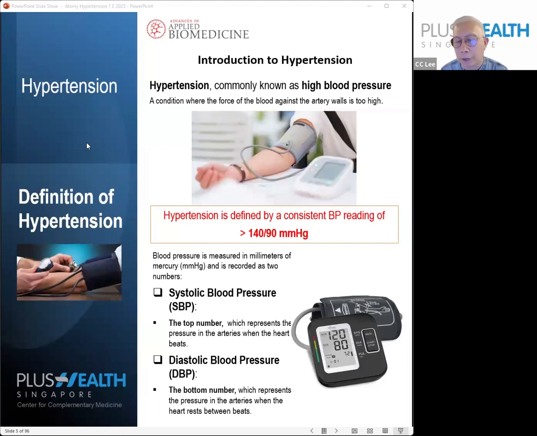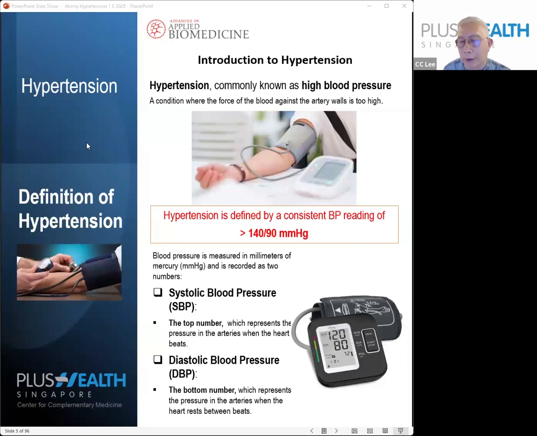When we measure with the blood pressure meter, you will get two readings. The reading on top is the high reading, which is the systolic blood pressure. It's the blood pressure in the artery when your heart is pumping. So we call it systolic blood pressure, SBP.